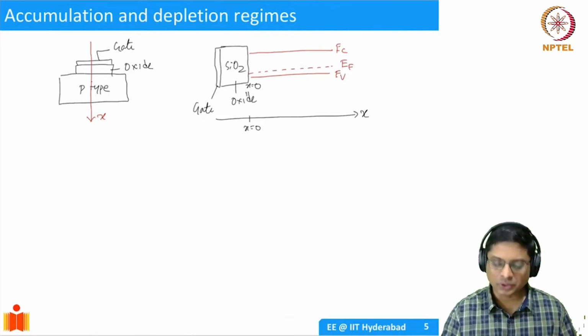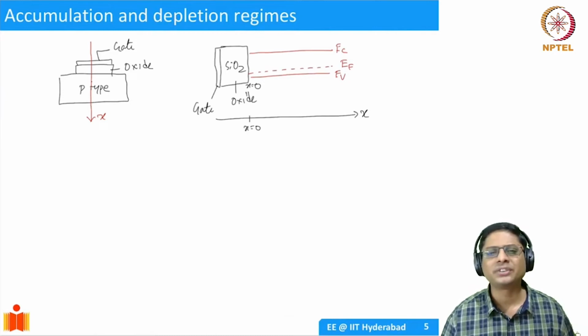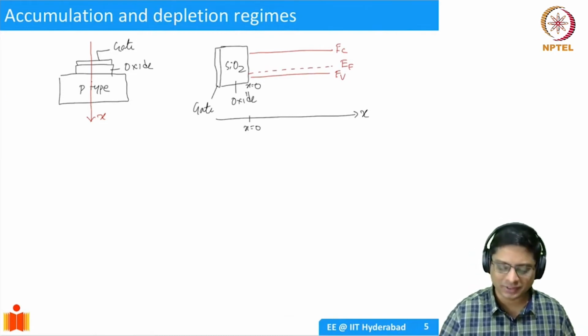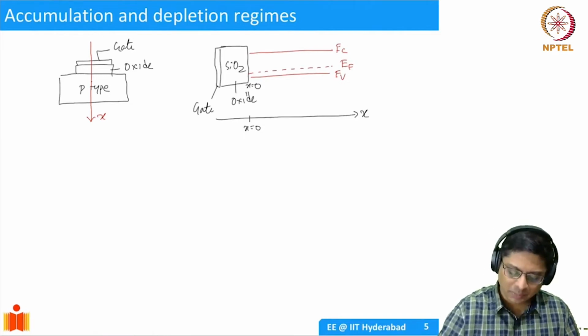Now we want to draw this band diagram. This is essentially without any applied bias, so nothing much happens. We are not really worried about the Fermi level in the gate right now. We'll assume that it's exactly the same Fermi level as the substrate, so we are not even showing it. So this is at zero applied bias.